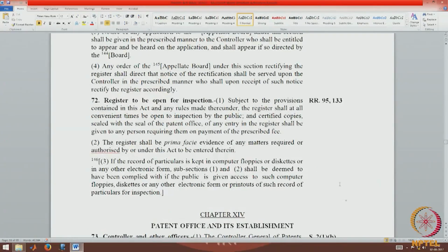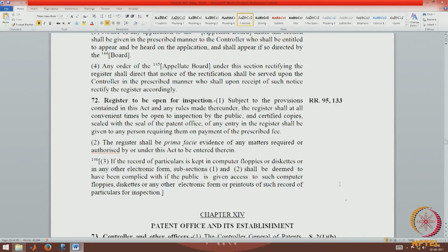72 talks about inspection of the register. Now we had already mentioned that the register is a public record, it is open to scrutiny, people can take copies, certified copies of the register. If it is a true copy signed by the controller, that is admissible as evidence in all legal proceedings. 72(1) subject to provisions contained in this act and rules made thereunder, the register shall at all convenient times be open to inspection by the public.